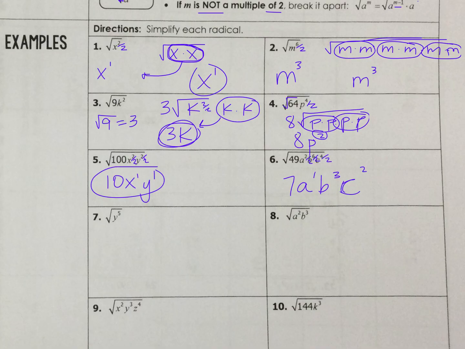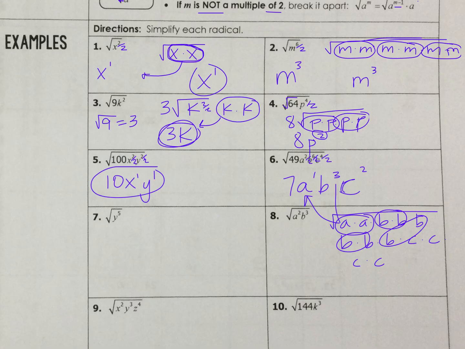If you needed to do it the long way, you could say A, B, B, B, B, B, B, C, C, C, C. All that's under there. One group of A comes out. 1, 2, 3 groups of B come out. And 1, 2 groups of C come out.